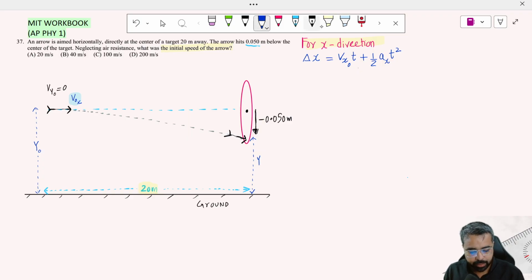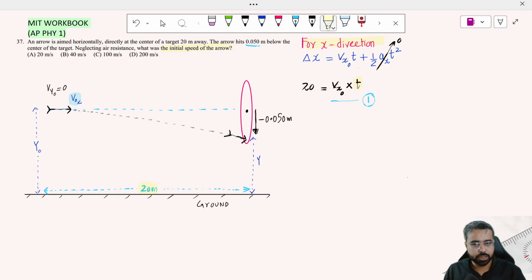You remember we neglected the air resistance, that's why a_x is 0. There is no force in the x direction to oppose it. And this is the 20 meters, and that is the initial velocity that we want to find at the time t. So this is our first equation, and we see we have two unknowns. It means that we have to first find the time.